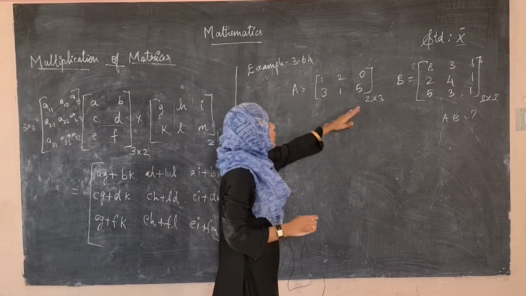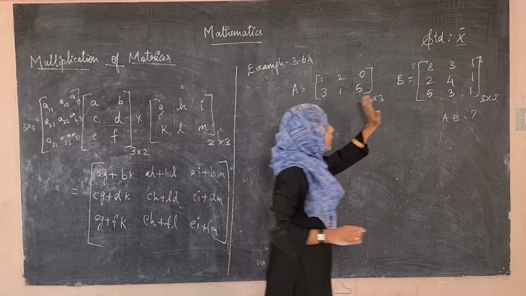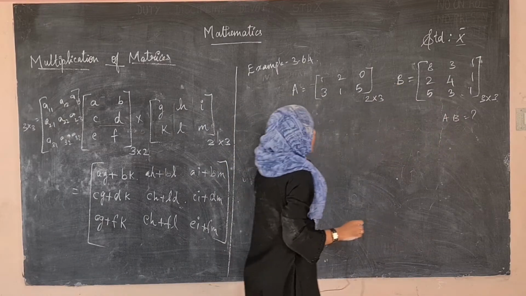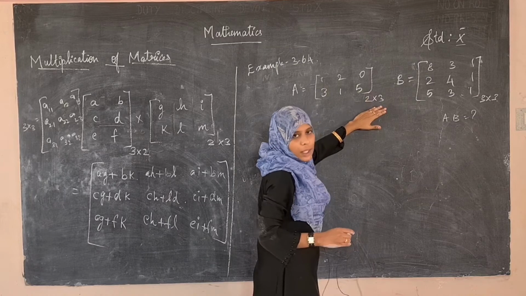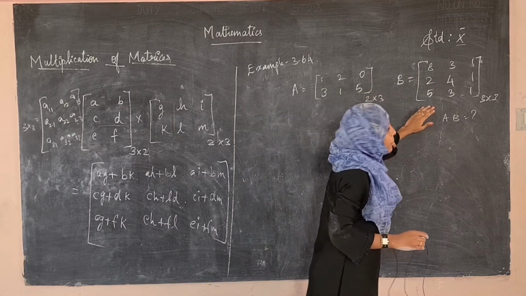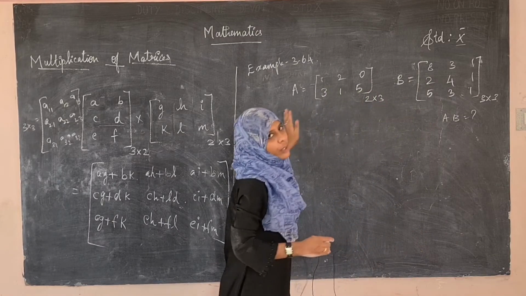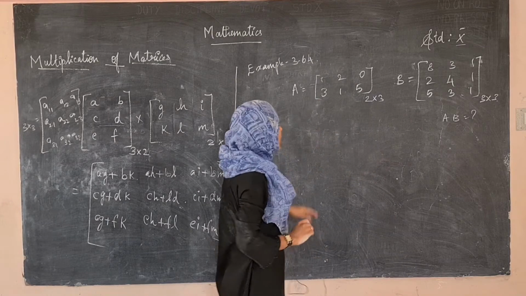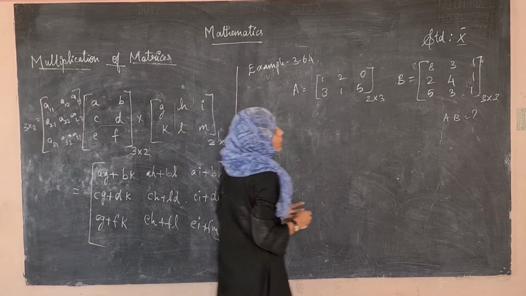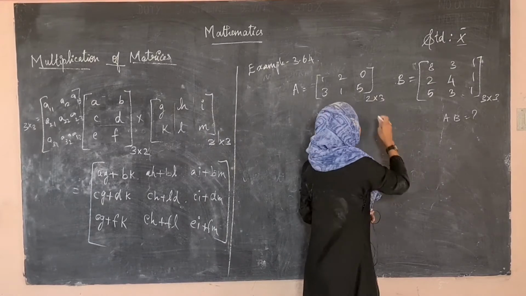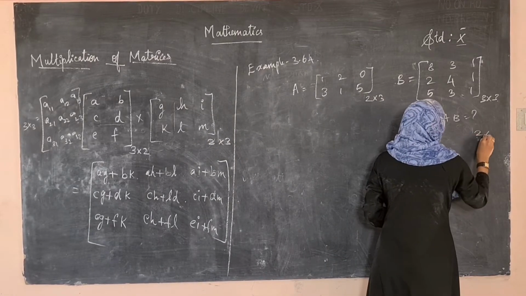Since the order of A is 2 cross 3 and the order of B is 3 cross 3, the number of columns in A is equal to the number of rows in B. Therefore, matrix multiplication of A and B is possible. You have to write that. Okay, and then from this, what do we get? The resulting matrix will be of the order 2 cross 3.